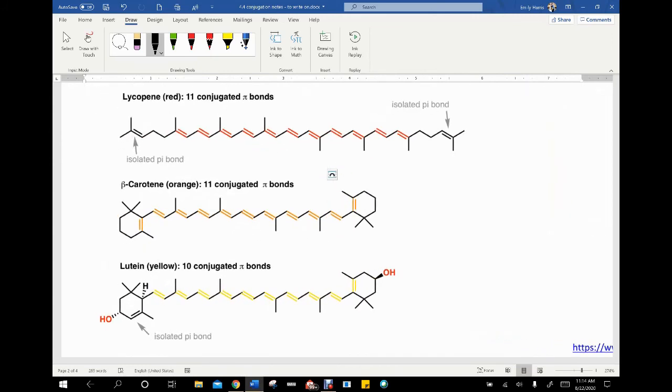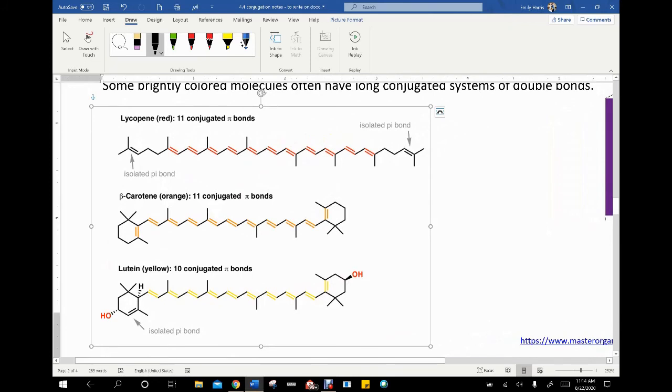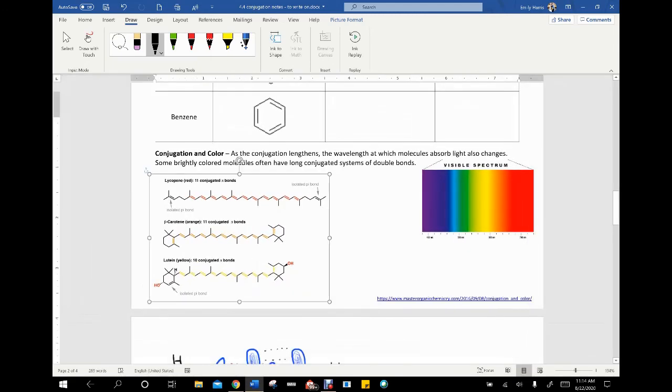So we've got three food-related molecules here. We've got lycopene, and it has 11 conjugated pi bonds that are marked in red for you. Beta-carotene also has 11 conjugated pi bonds, but you'll notice that a few of them are in a ring structure as well. Lutein has 10 conjugated pi bonds. So what we see is that those long conjugated systems tend to give us longer wavelengths of color, like red, orange, yellow.